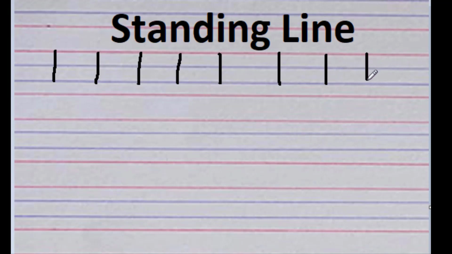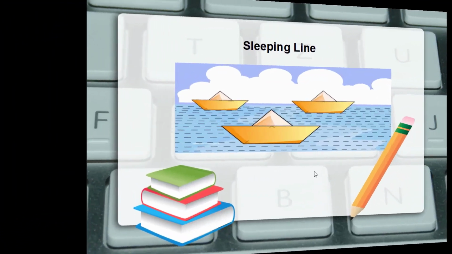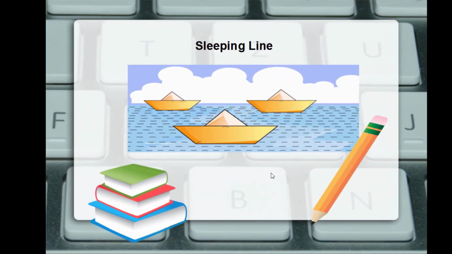Now we are going to learn the next pattern, that is sleeping line. Yes, there is a picture, right? What is there in this picture? There are some boats and the water is flowing. Yes. In which pattern is the water flowing? This is a sleeping line pattern. Can you observe that? Yes, very good.